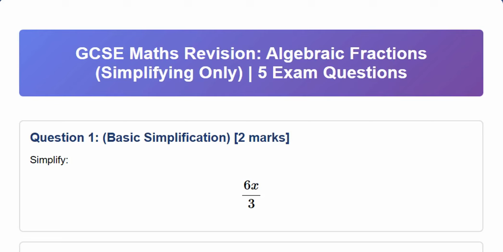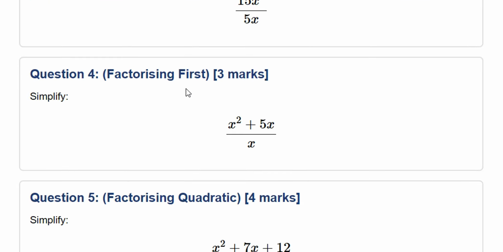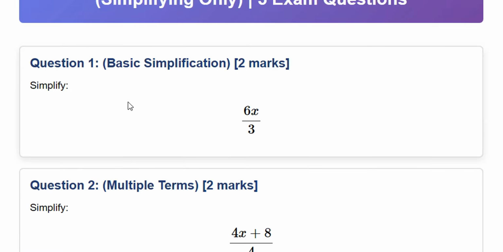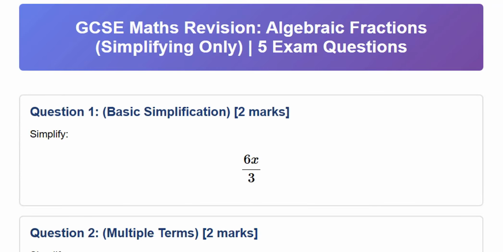In this GCSE Maths revision, we are going to learn how to simplify algebraic fractions. We are going to start with simple questions and progress on to more complex questions. So let us start with question 1, where you are told to simplify 6x divided by 3.